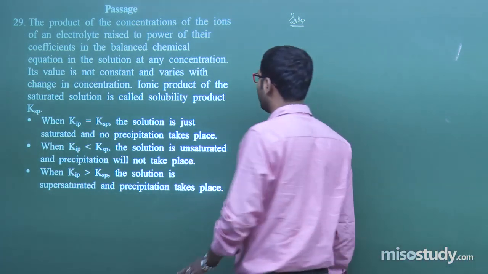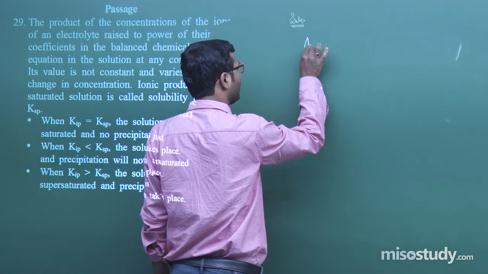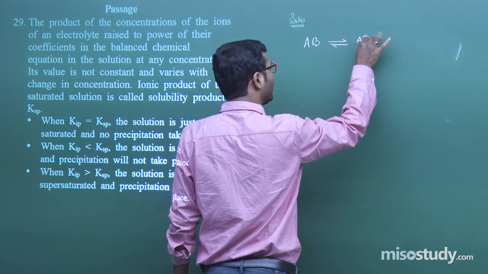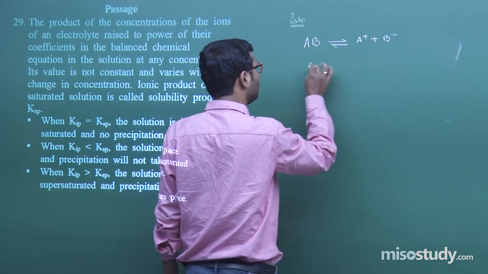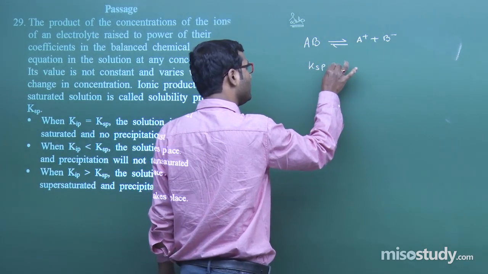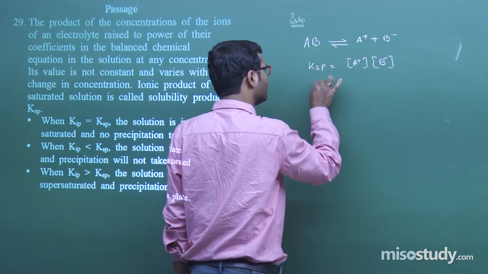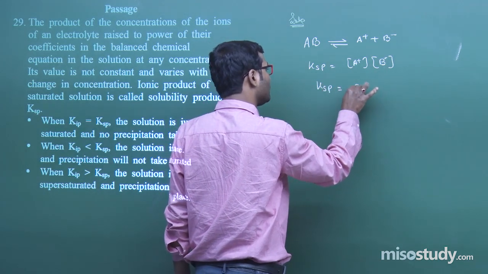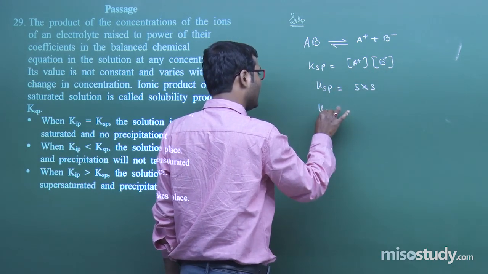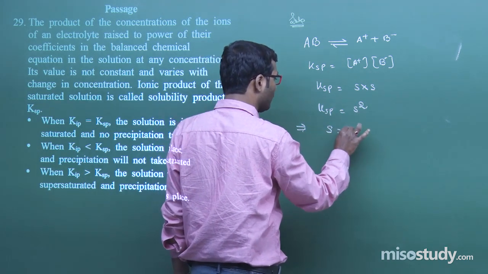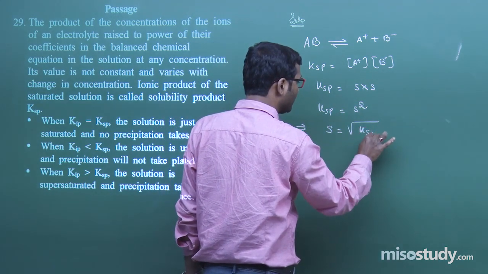Now, suppose I take an AB type salt, then what will happen? It will break like this, A plus and B minus. So KSP will be equal to the concentration of A plus times B minus, that is, KSP is equal to S into S. KSP is equal to S square, or S is equal to root under KSP.